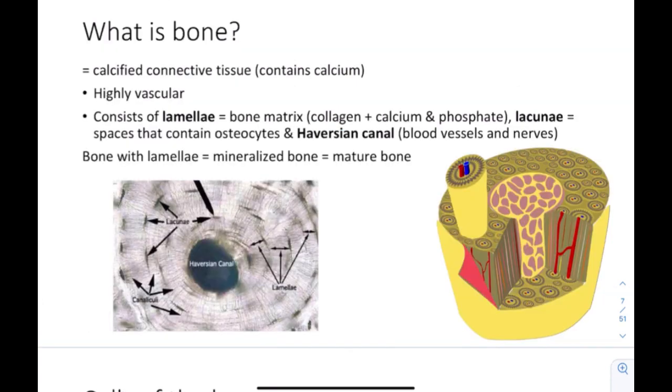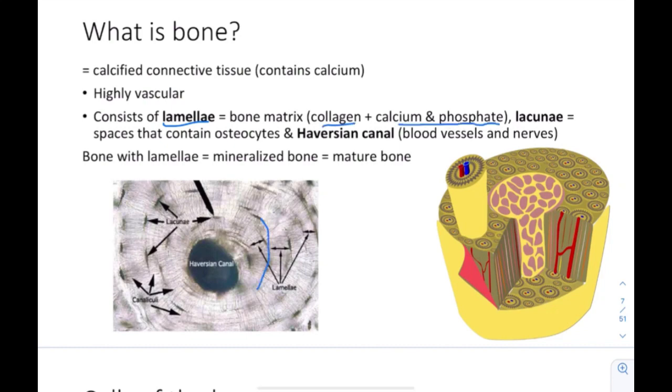Okay, so let's talk about bones. Bone is basically calcified connective tissue. It contains calcium. It's highly vascular. That means it has a lot of blood vessels and nerves. It consists of mainly three things. So first we have the lamellae, which is basically the bone matrix. It's the extracellular component of the bone. It consists of collagen, calcium, and phosphate.